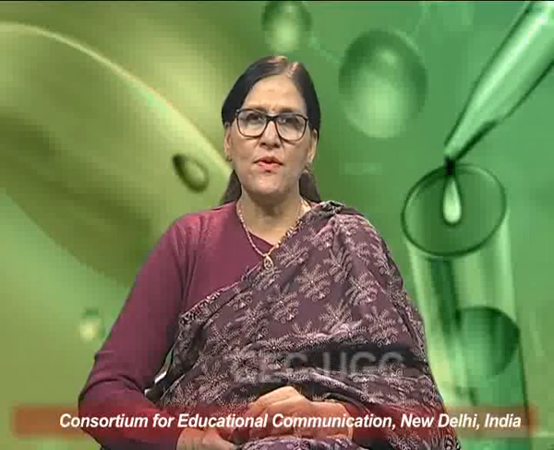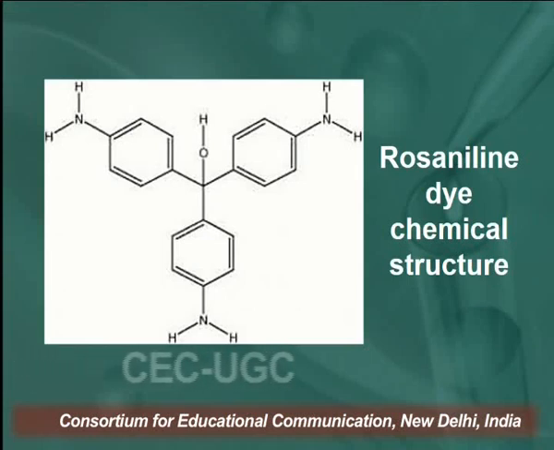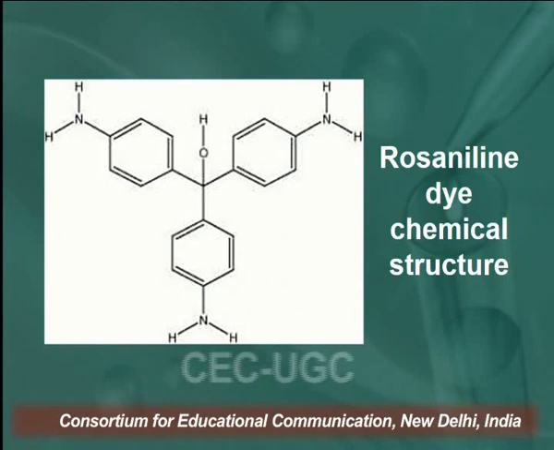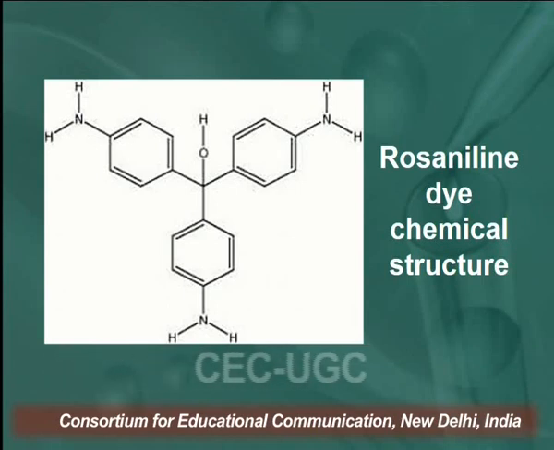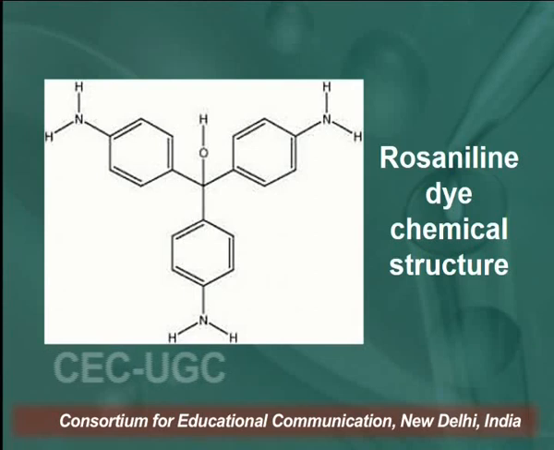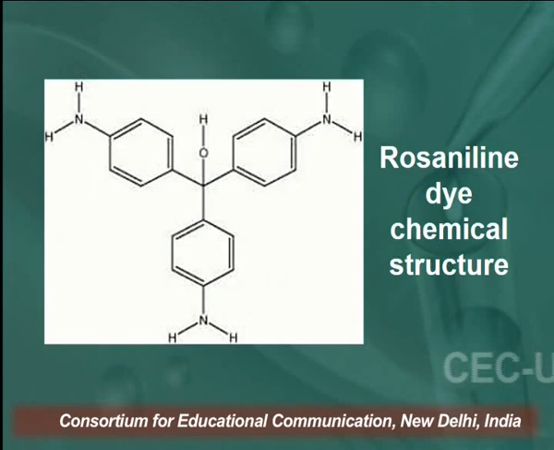This is the structure of rosaniline dye, the chemical structure. You can see this is triphenylmethane having OH and NH2 groups. This is the basic backbone of rosaniline dye. We get three aniline groups, as you can see on your screen, bonded with a carbon having an OH group. So rosaniline dye is a very important dye, and we can synthesize it on a large scale.